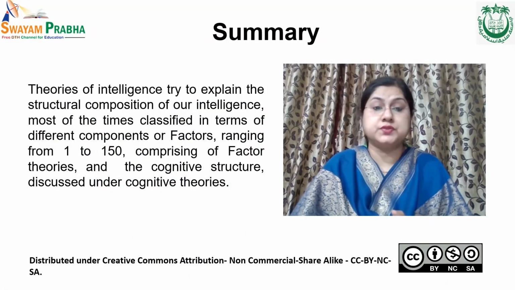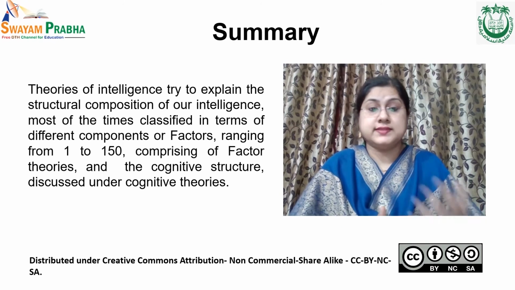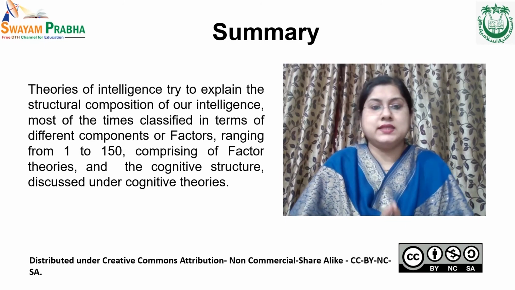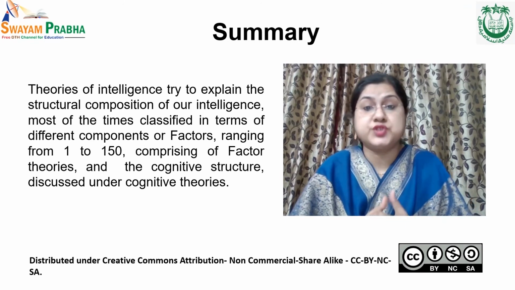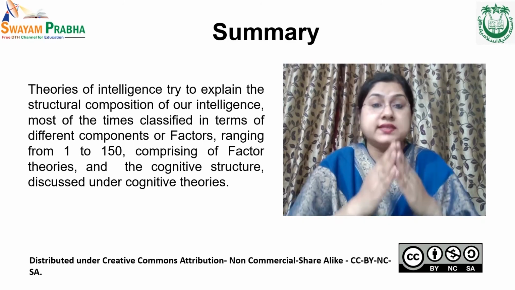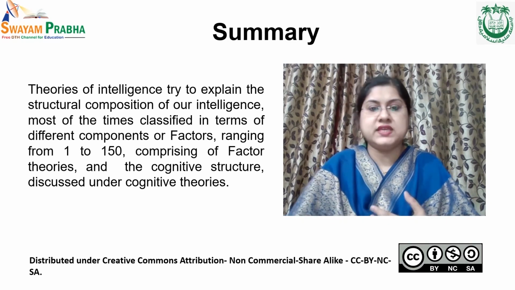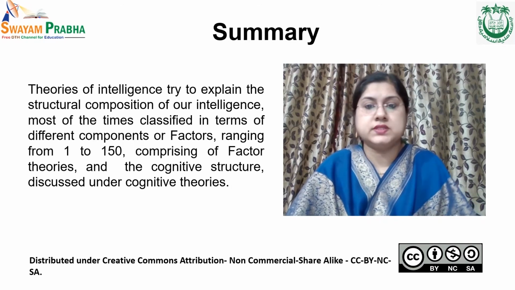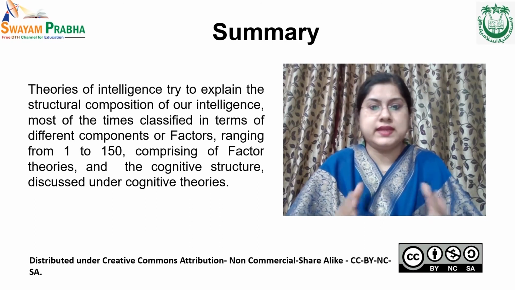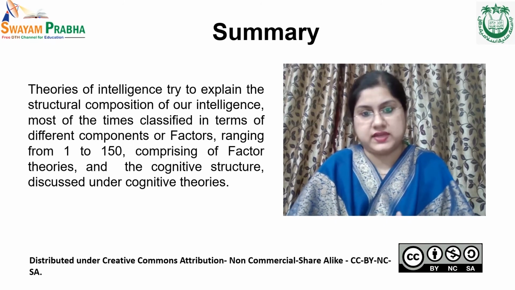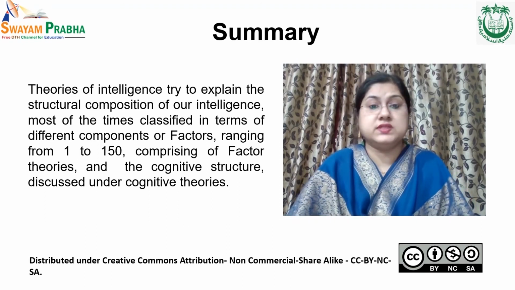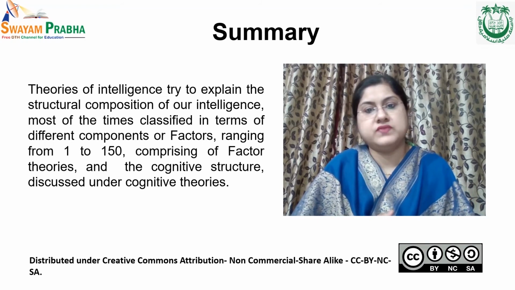So with this, we have now reached the end of this lecture. Let us summarize this particular lecture, which is based on the theories of intelligence. Basically, the theories of intelligence try to explain the structural composition of our intelligence by pointing out its different components or factors. We have seen the unitary theory, which is the oldest theory in this discussion, which holds that intelligence consists of only one single factor, that is simply a kind of intellectual competency which is universal for all the activities of the individual.